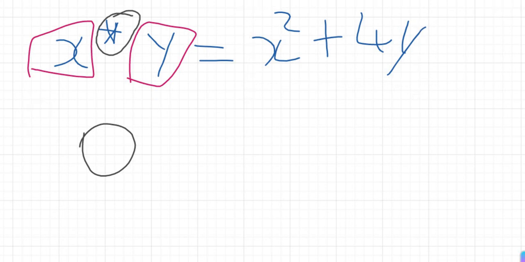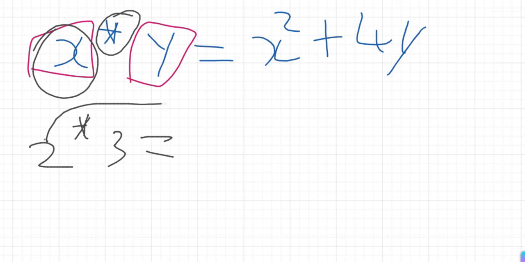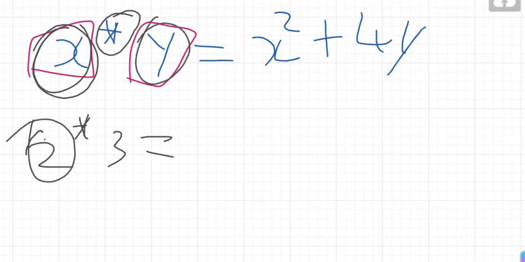So let's say we have 2 asterisk 3. What is this equal to? Since x is the first element, anywhere we see x, we're going to replace it with 2, because as you look at it, x is the first, 2 is the first, y is the second, 3 is the second. So 3 is representing y, and 2 is representing x.